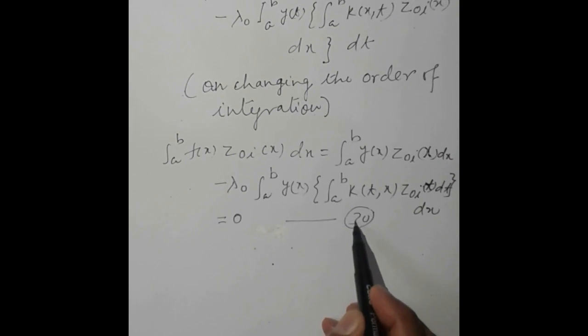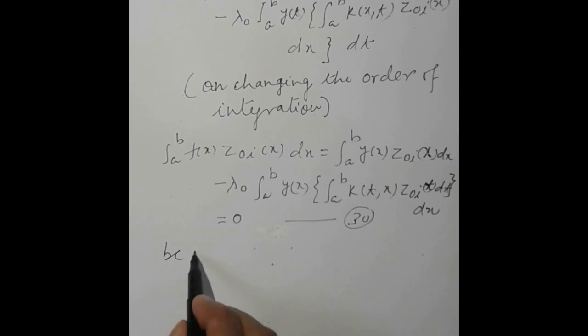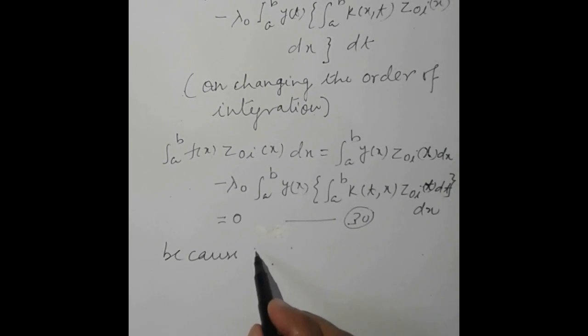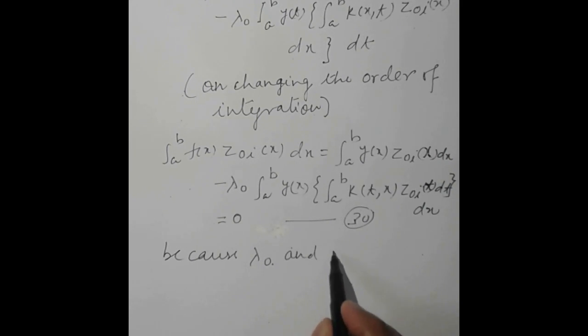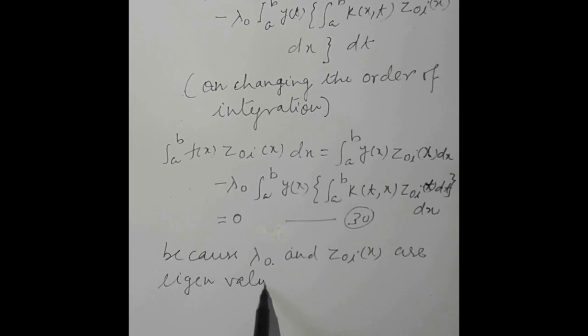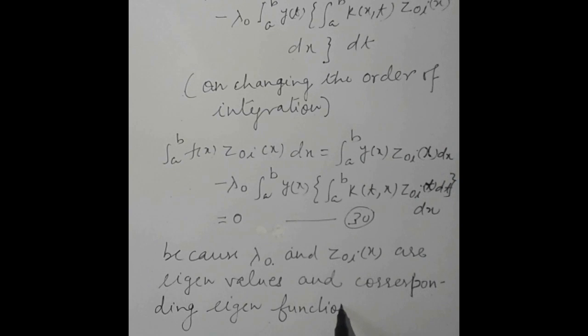because lambda naught and z naught i(x) are eigenvalues and corresponding eigenfunctions of the transposed equation.